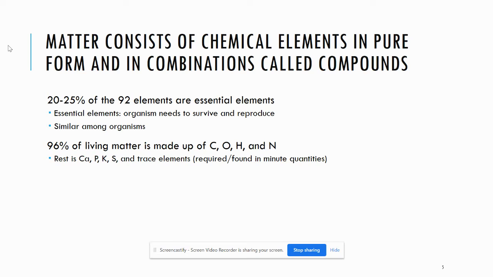96% of all living matter is made up of carbon, oxygen, hydrogen, and nitrogen. The rest, like calcium, phosphorus, potassium, and sulfur, and other trace elements, are required, but those will be in minute quantities. So although we need those things, we don't need a whole lot of them, but we do need a whole lot of carbon, oxygen, nitrogen, and hydrogen.